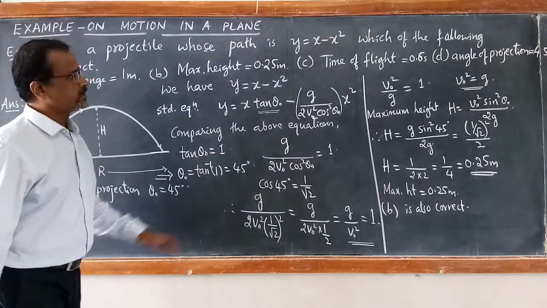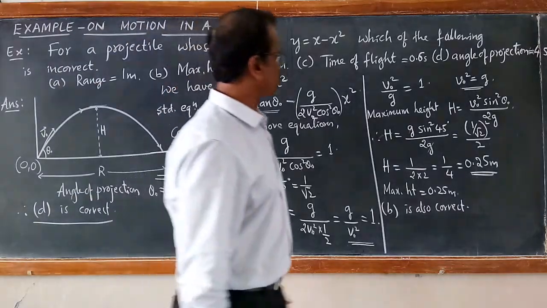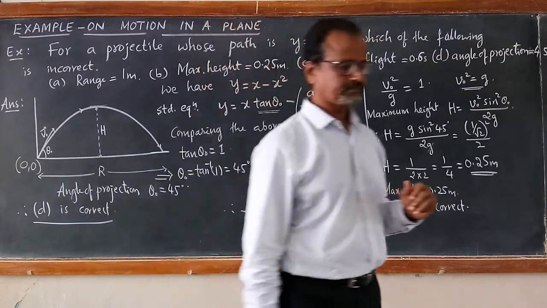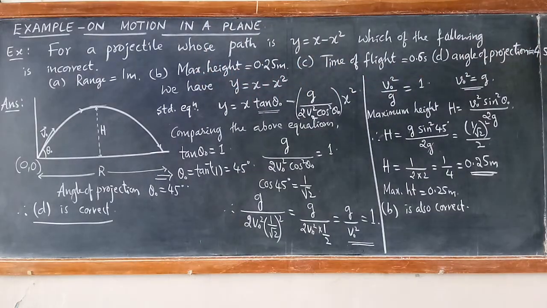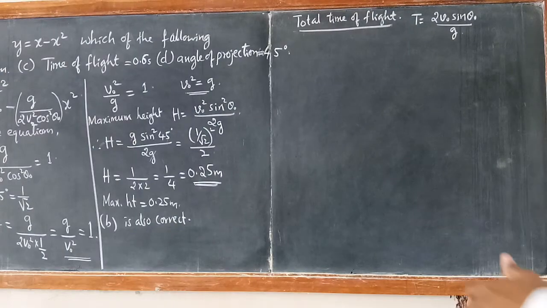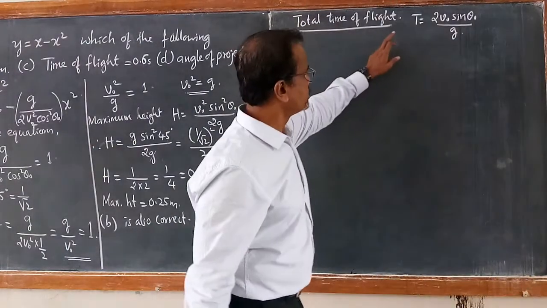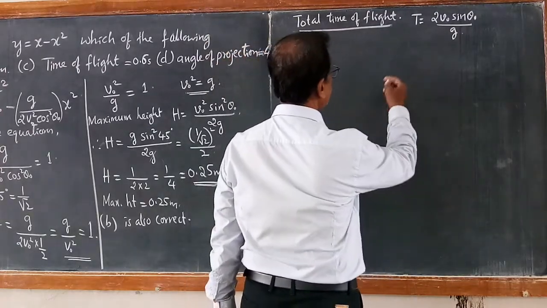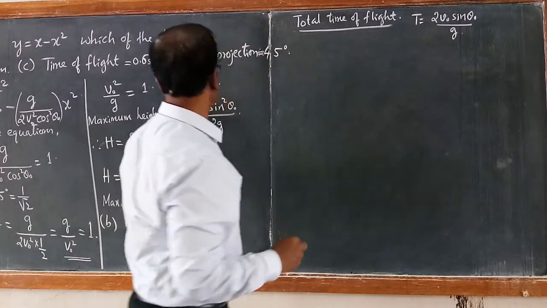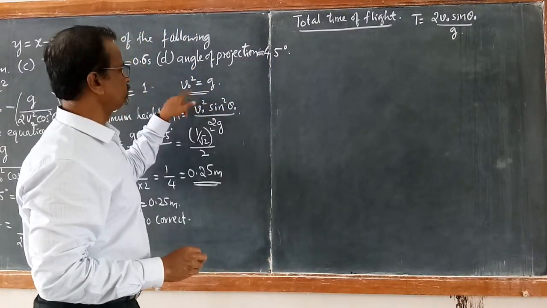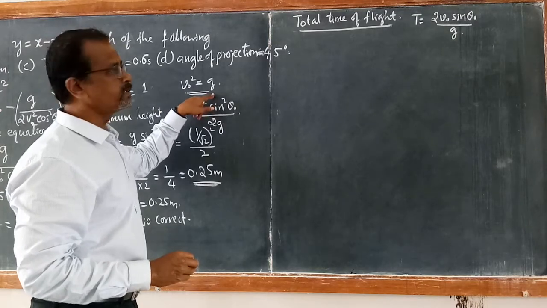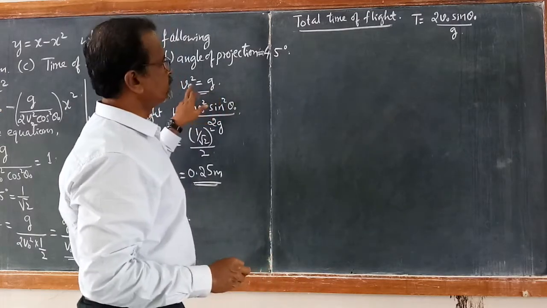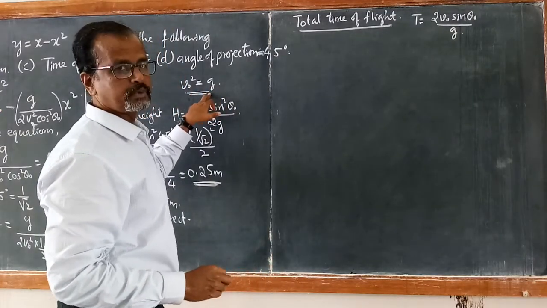Now let us calculate total time of flight, which is given by 2 v naught sin theta naught by g. Now here we got v naught square is equal to g. So from this equation, v naught square is equal to g, then v naught can be substituted there. V naught now becomes square root of g.